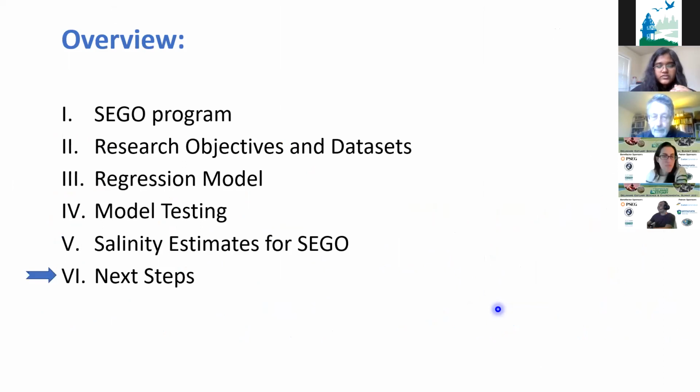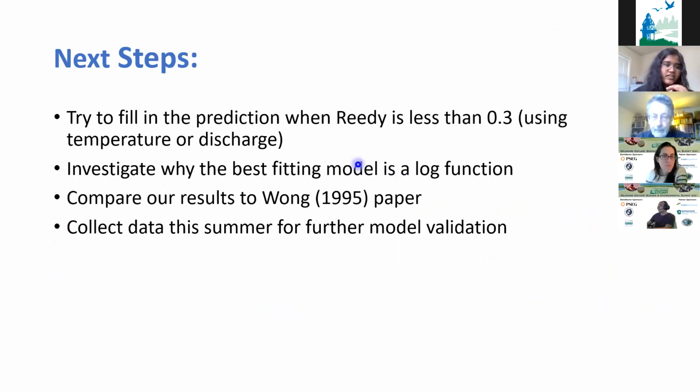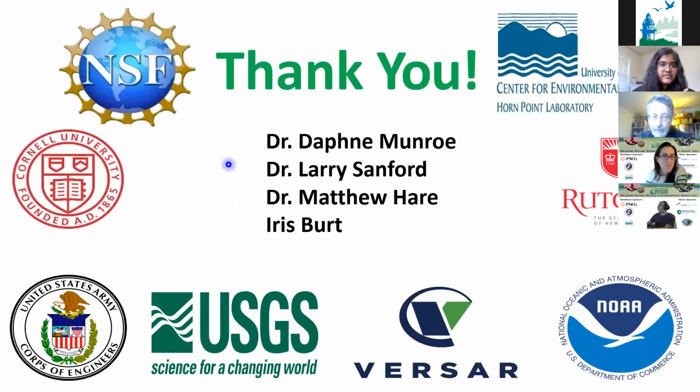Now I'm going to talk about our next steps. Our next step is to try to fill in the prediction when Reedy is less than 0.3. We are going to use temperature and investigate why the best fitting model is a log function. We are going to find out the physical processes behind this, compare our results to previous works, and collect data this summer for further model validation.